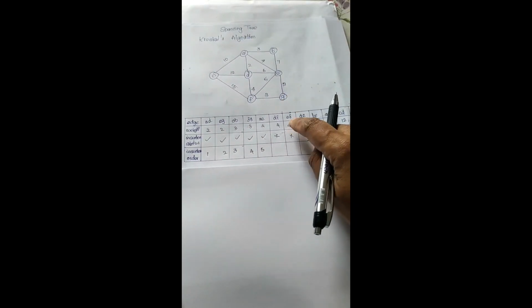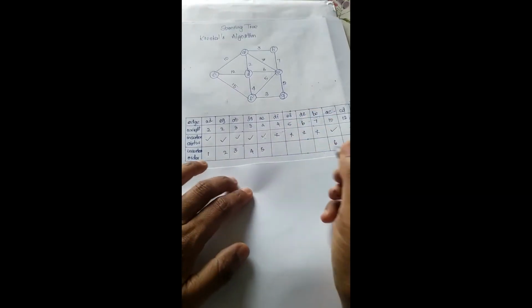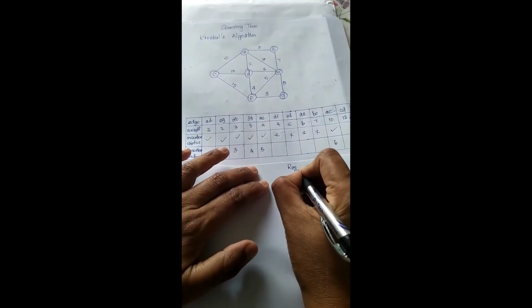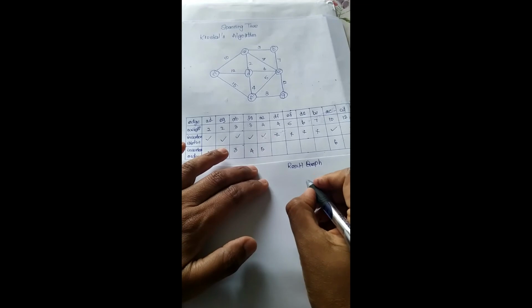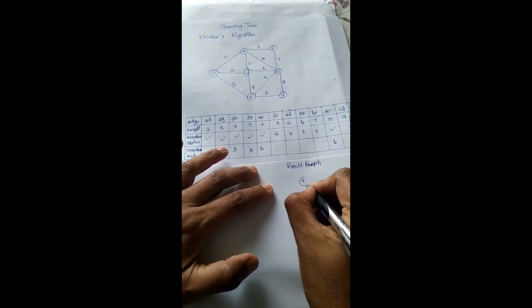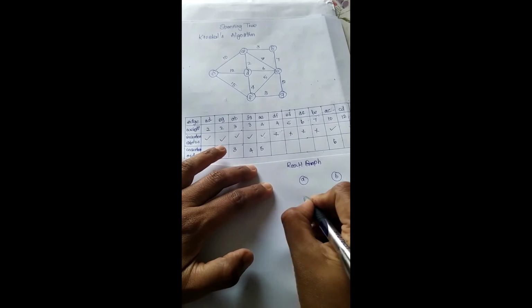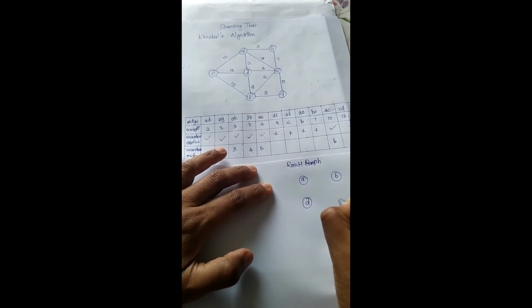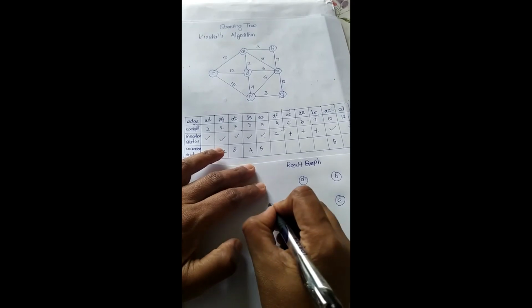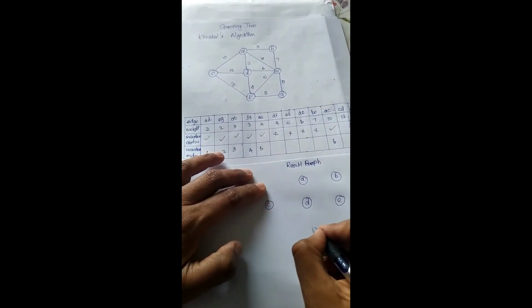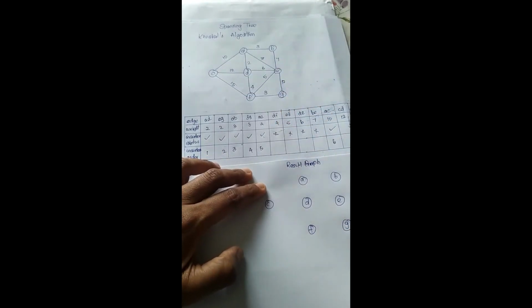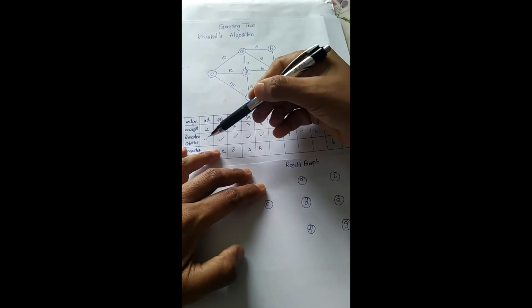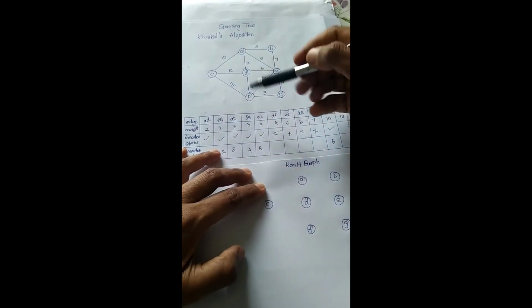After finishing the tracing of the algorithm and filling the table, we just find the final result graph. So what is the result graph? Let me draw the vertices first. A and then B. Write the vertices present in your graph, and then we will draw the minimum cost spanning tree based on our findings in the table.